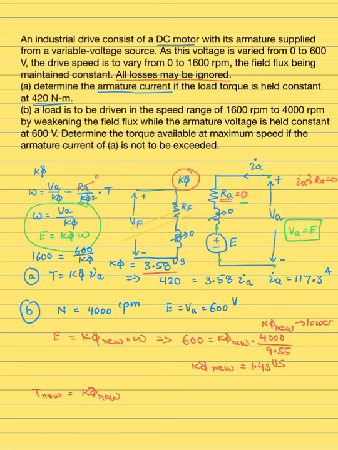We can see how much torque this machine can deliver. We're looking to determine the torque available at maximum speed, which is 4000 RPM, if the armature current is not to be exceeded, as we determined in the first case. So the armature current should not exceed 117.3, the same as before, times IA. So K phi new is 1.43 multiplied by the current, which should not exceed 117.3, and you get 168 Newton meters.